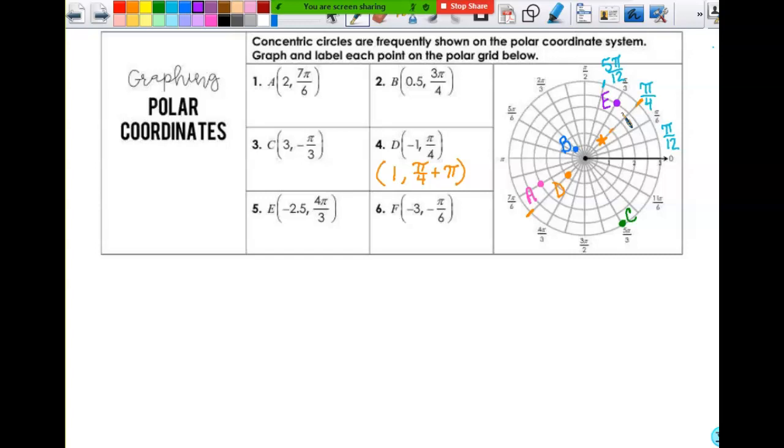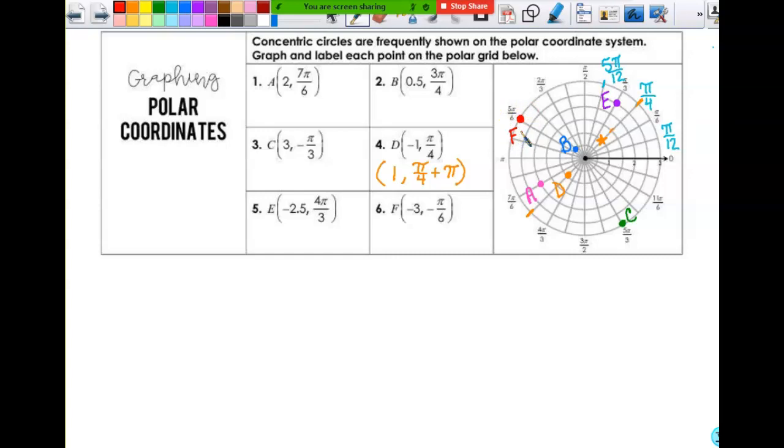All right. Y'all go ahead and try number 6 then. We got a negative radius and a negative angle. I think you can handle it. Okay, so I'm going to go to 3. I rotate negative pi 6, which puts me right here. I'm not putting a point there, though, because I have a negative radius, so I pass through the pole and end up over here, and this is point F. We good?